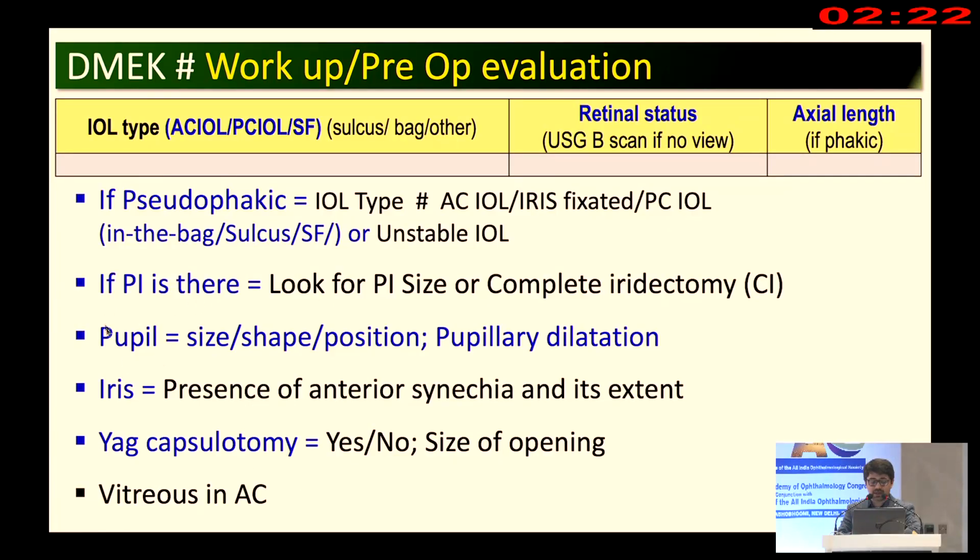Then the other thing to look at is the pupil: the shape, size, position, and how much is the pupillary dilatation. In ICE syndrome cases, sometimes they might have a permanently dilated pupil, which can interfere with the graft unfolding. Then whether there is a YAG capsulotomy: this is again a challenging situation because sometimes air tends to leak behind, or if the IOL is unstable, the graft can also drop behind through that YAG capsulotomy opening.